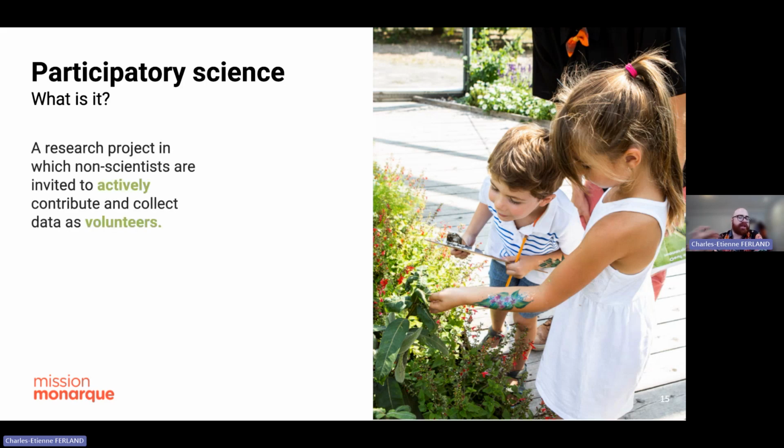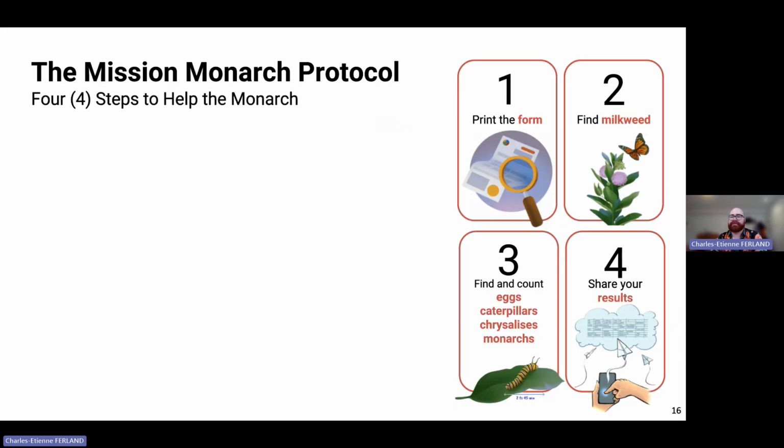I've mentioned this participatory science. What is it? When we talk about a participatory science project, just like Mission Monarch, we're talking about a research project in which non-scientists are invited to actively contribute and collect data as volunteers. So it's a way to open up the scientific process and to make it accessible. And you'll see just how accessible we wanted to make Mission Monarch.